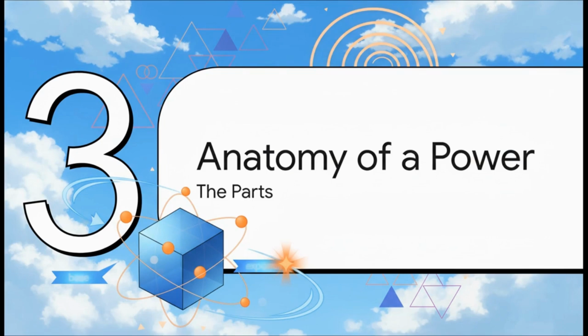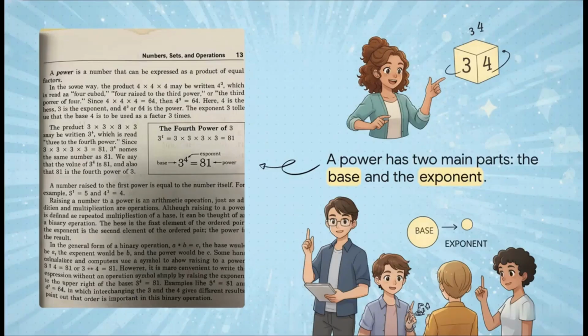Okay, section 3, anatomy of a power. Now that we've seen this shortcut in action, let's pull it apart and learn the names for its different pieces. It's actually really simple. As you can see right here, a power is made up of 2 key parts. You've got the base, and you've got the exponent. Each one has a very specific and very important job.